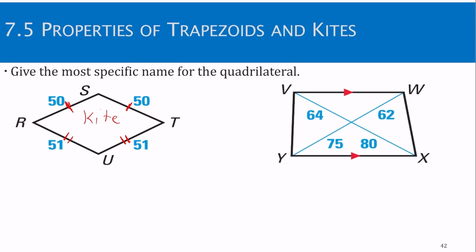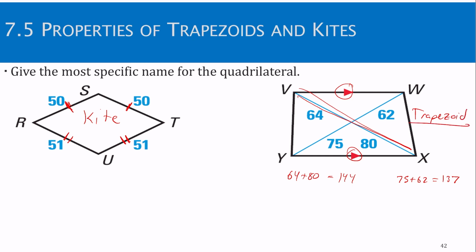How about this one? Well, we have 1 pair of parallel sides. So it's looking like a trapezoid, but is it an isosceles trapezoid? If it was isosceles, the diagonals would have to be congruent. So let's see if the diagonals add up to make the same thing. This one is 144. The other one is 137. Those are not the same. So this one is just a trapezoid, not isosceles, it's just a trapezoid.